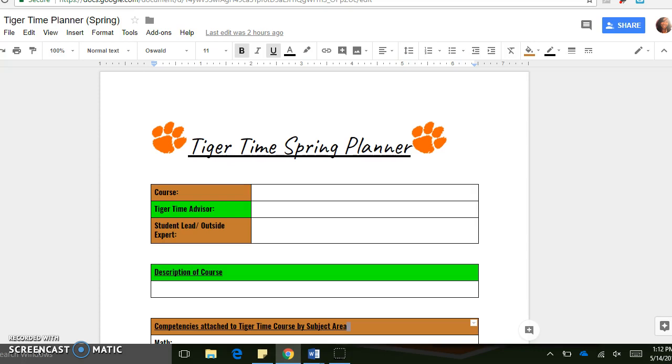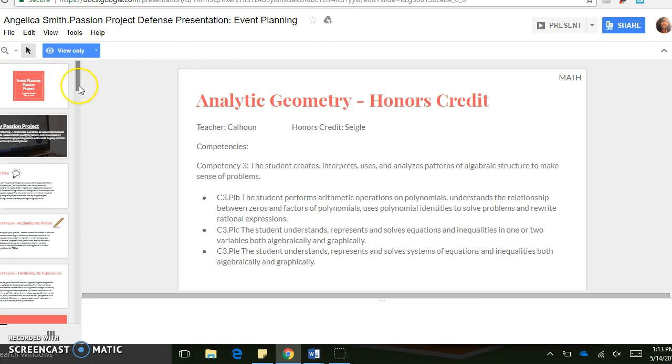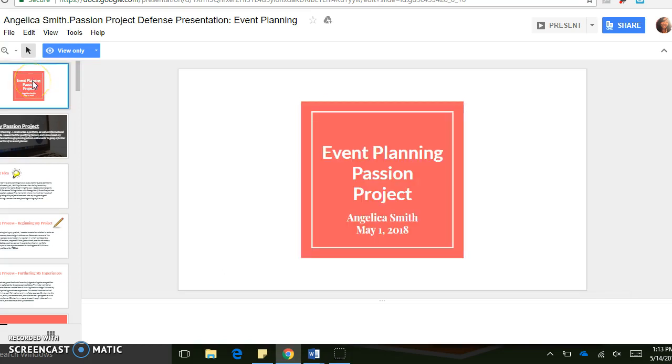they can actually defend to you with evidence on how they are using the skill that they need in your class, and they're using that skill to complete an activity that they're passionate about in Tiger Time. We're going to use an example of a student at Locust Grove High School where she actually defended to her teachers on how she used analytic geometry in her event planning passion project.